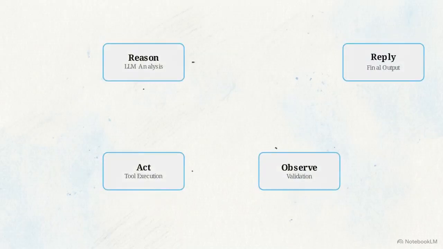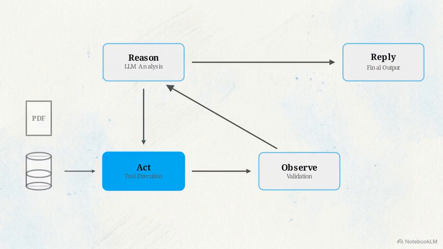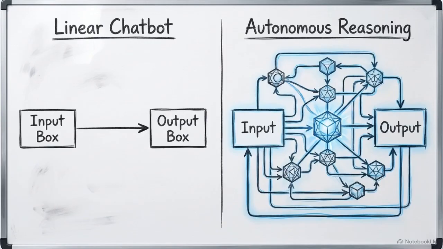This flowchart tracks the process. The agent triggers the act node, executing a vector search to pull context from the PDF. Then, the observe node reviews the retrieved data to ensure it answers the question, before moving to the reply path. The ReAct loop provides a framework for autonomous reasoning, adding a layer of technical depth that linear chatbots lack.